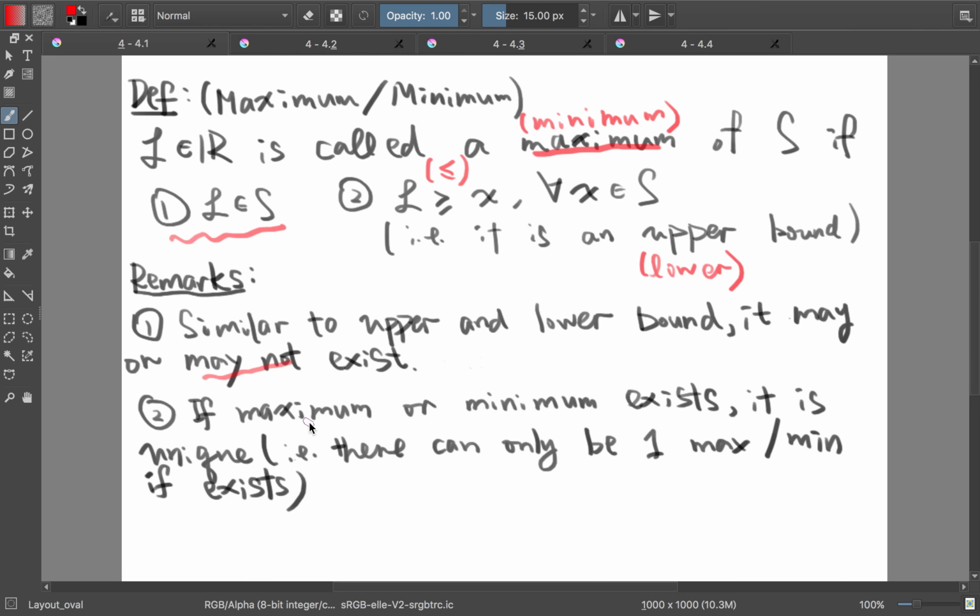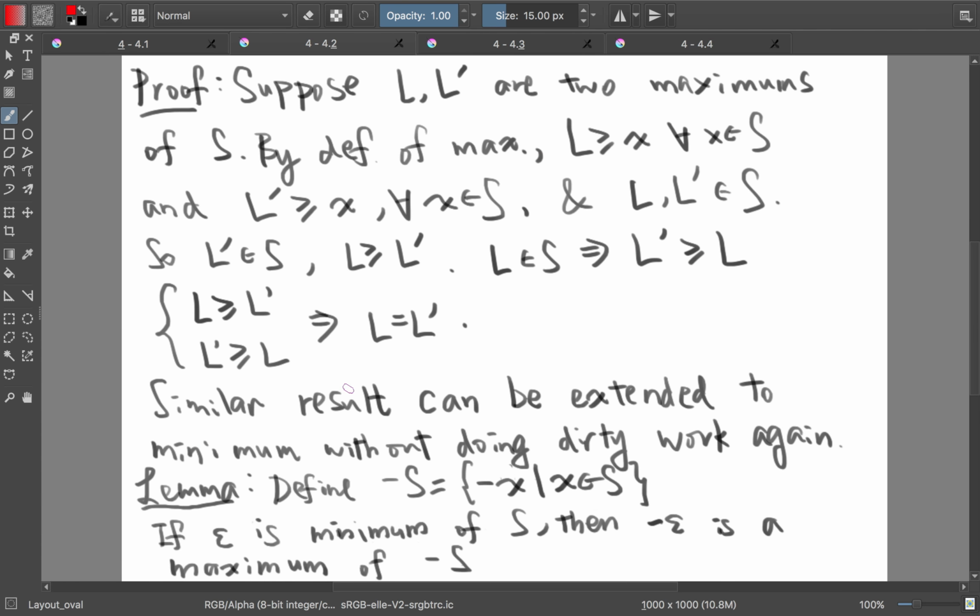The second remark is that if maximum and minimum exist, then it is unique. Here, unique means that there is only one maximum or minimum if it exists. So I'm going to prove the second statement. Let's suppose L and L prime are two maximums. To prove that the maximum is unique, it is similar to saying that we need to show L is equal to L prime.